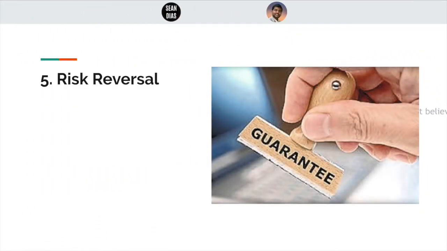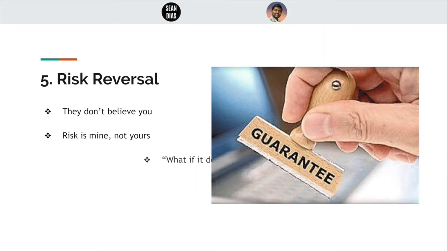The next element is risk reversal. You have to understand this. Customers don't believe you in the first place. So how do you handle this objection? Because you have to make them feel like the risk is yours. At first they think, okay, the risk is mine, not yours, so I am not going to take any action. I am not going to buy from you. So you have to turn the tables and let them think that you have a rock solid guarantee.